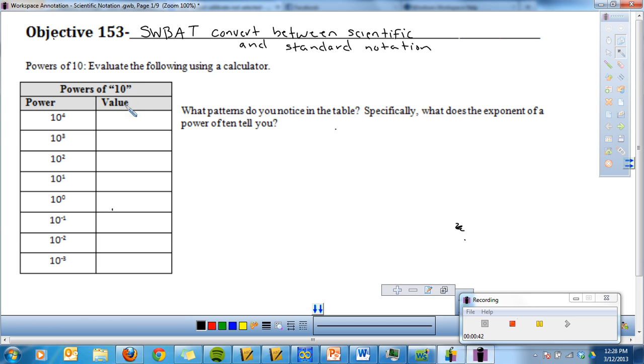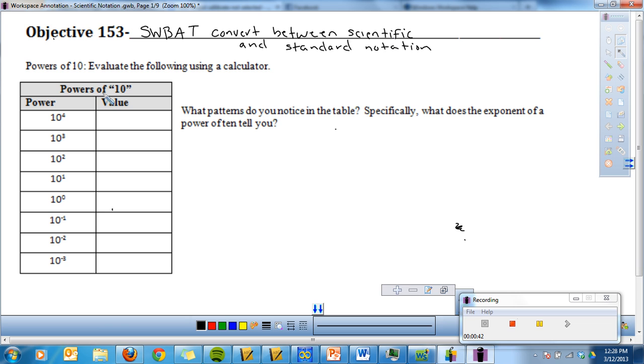So the first thing that we're going to do is talk about what scientific notation is. And in order to do that, we're going to talk about the idea of powers of 10. When we use scientific notation, we use a base of 10, because 10 is something that also helps us represent place value.